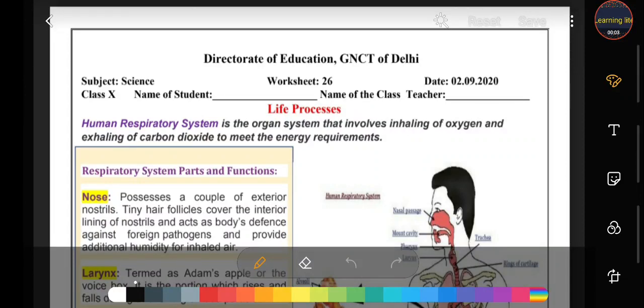Hello students, today we are here with our worksheet number 26 from the Directorate of Education, from your unit Life Processes, and today we are here with our human respiratory system.